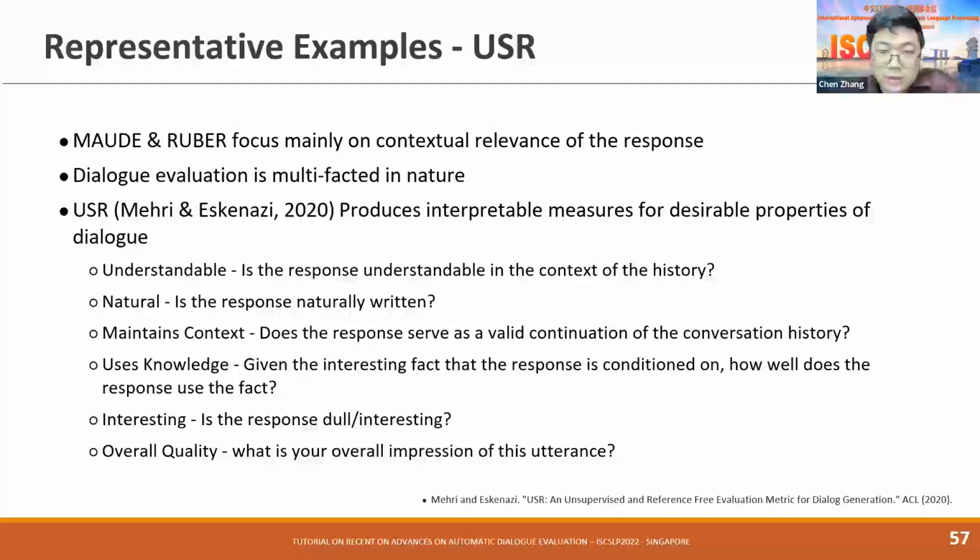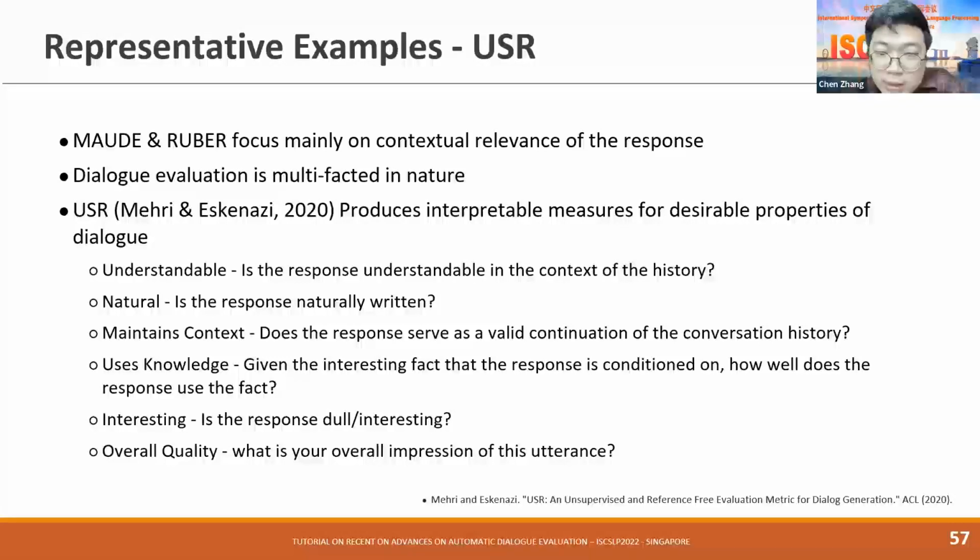Then let's look at the fourth example, which is the USR. The previous two metrics, MODI and Ruber, only focus on the contextual relevance of the response, which is only a partial quality. So we want to look into the multi-dimensionality of the response quality, because dialogue evaluation is actually multifaceted in nature. This USR paper, published in ACL 2020, proposes a set of different desirable properties of dialogue that we ought to evaluate at the turn level.